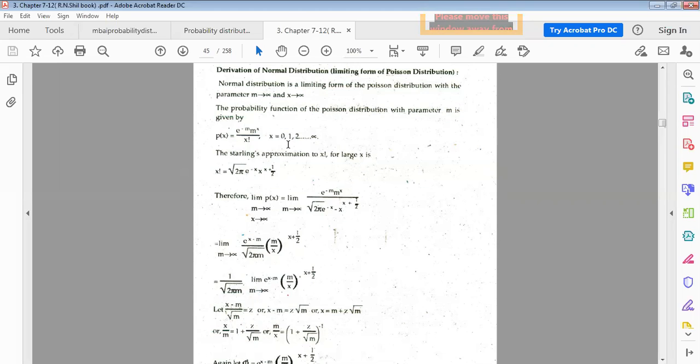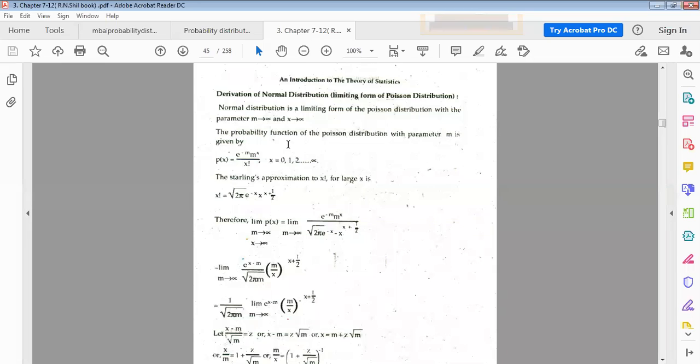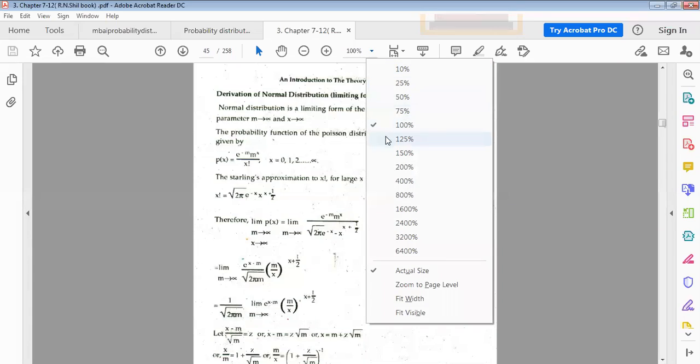Now we have to recall another approximation for x factorial, the Stirling approximation. It is a new formula for you. I hope everybody will understand. Try to remember this: Stirling's approximation to x factorial for large x. x factorial equals root of 2 pi, times e to the power minus x, times x to the power x plus half. This is the formula of the Stirling approximation.